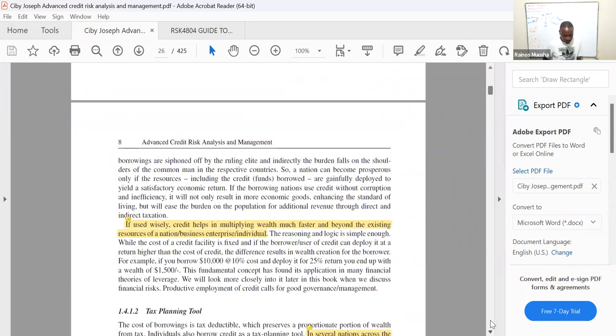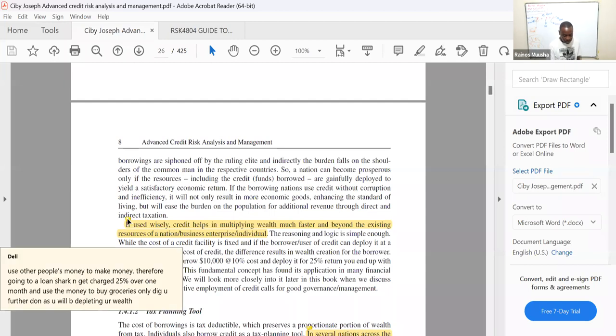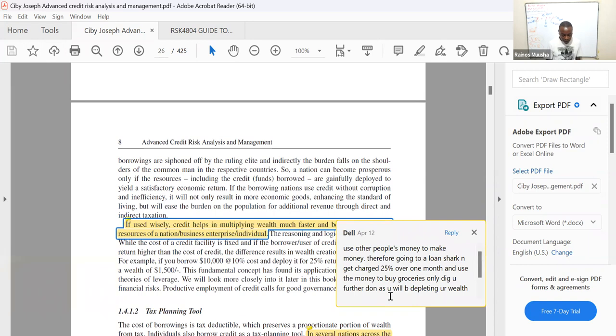So under this, they say, it means if used wisely, credit helps in multiplying wealth much faster and beyond the existing resources of the nation, business, or individual as well. To explain this in more detail, they say credit basically means that you are using other people's money to make money. Therefore, going to a loan shark and getting charged 25% over 1 month and using that money to buy groceries only digs you further down as you will be depleting your wealth.